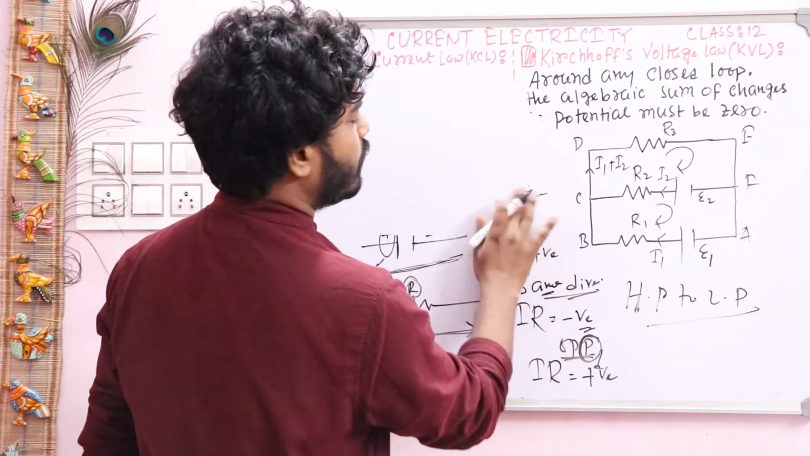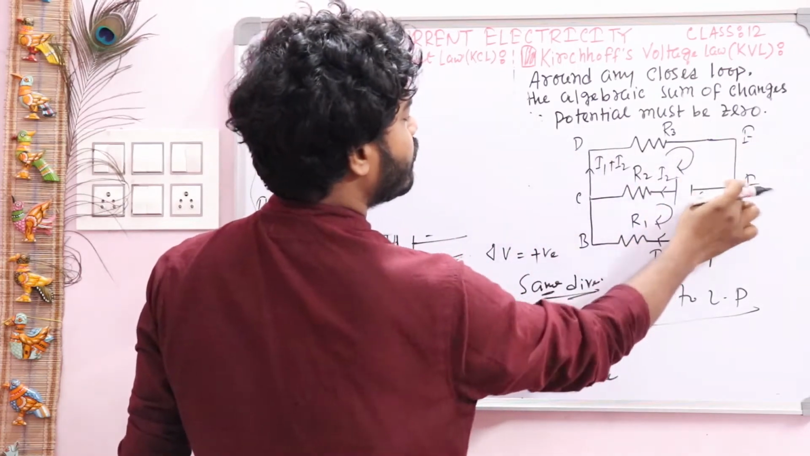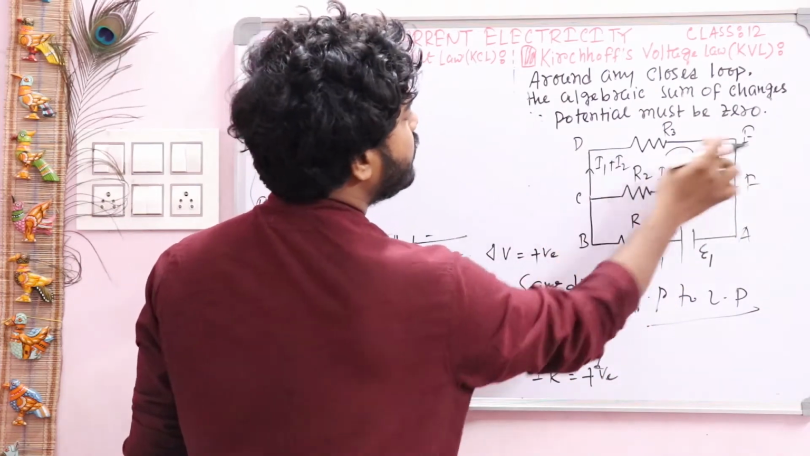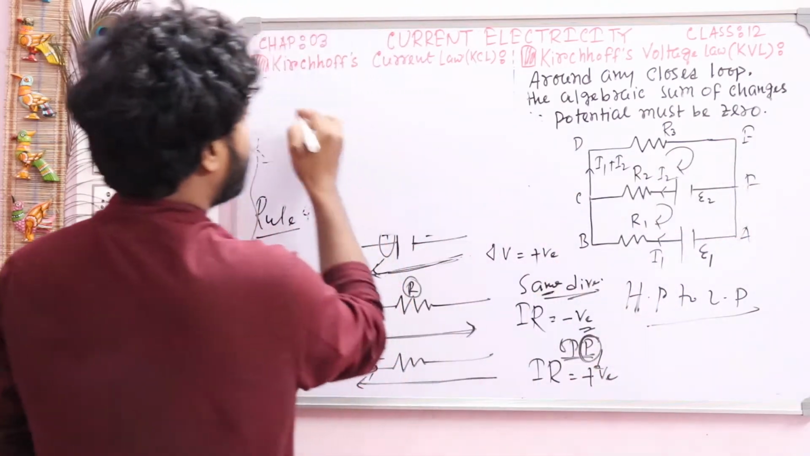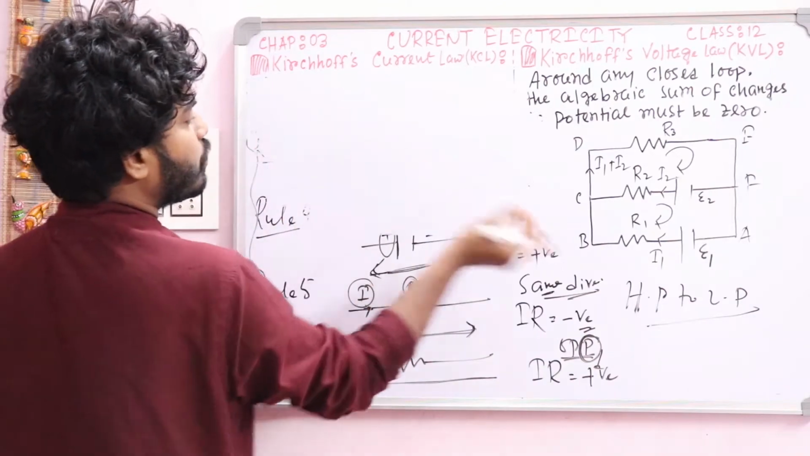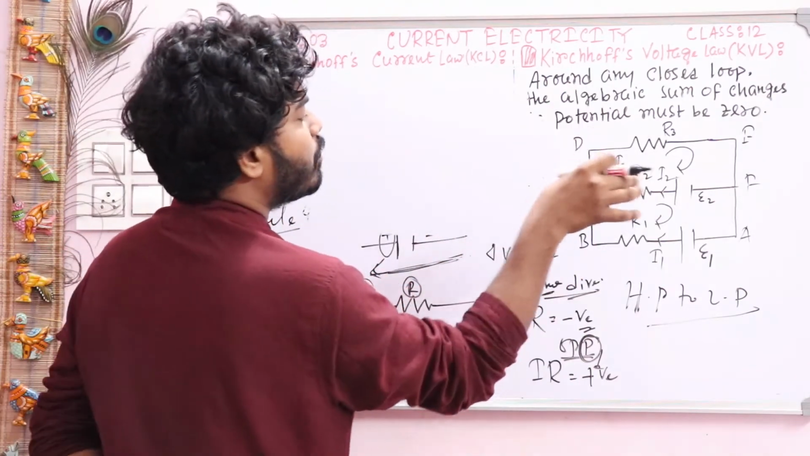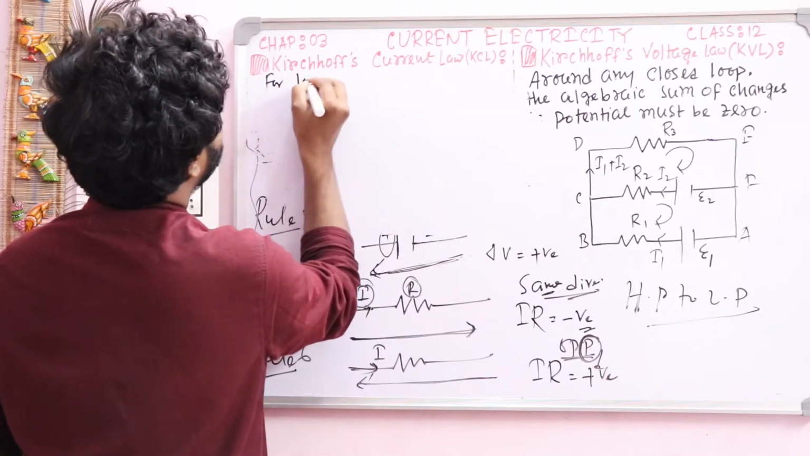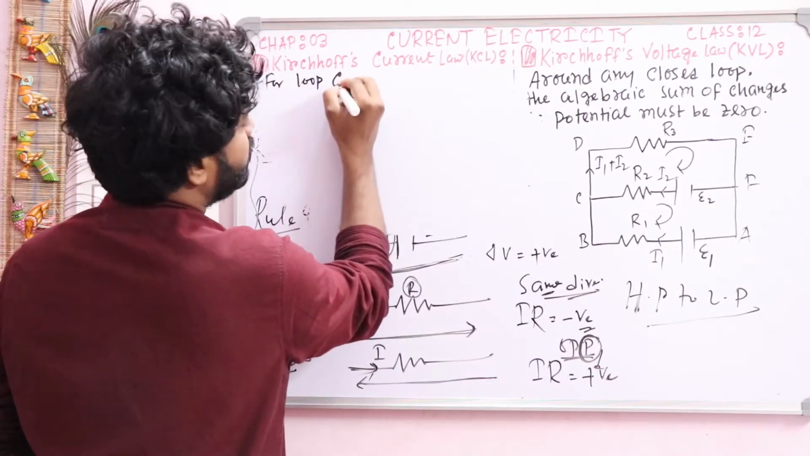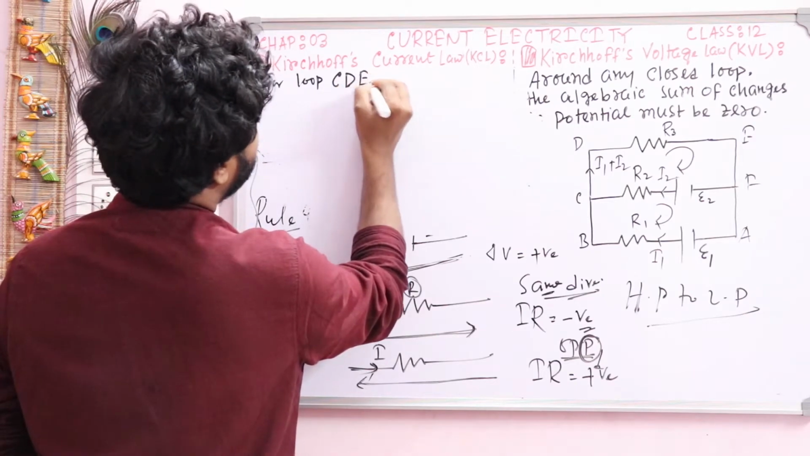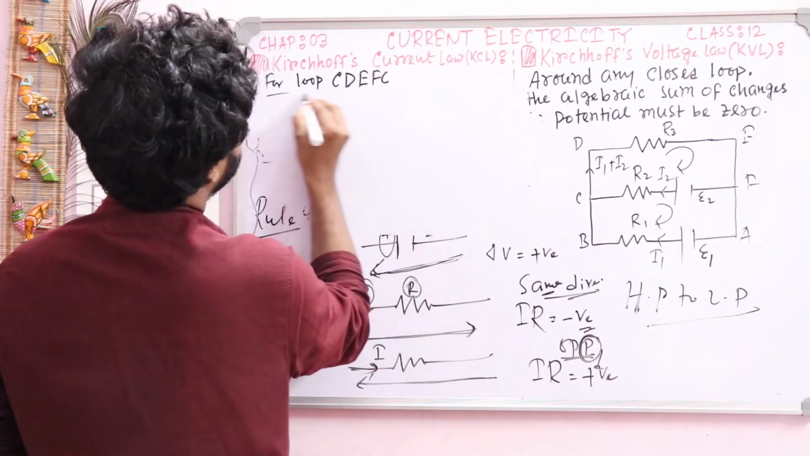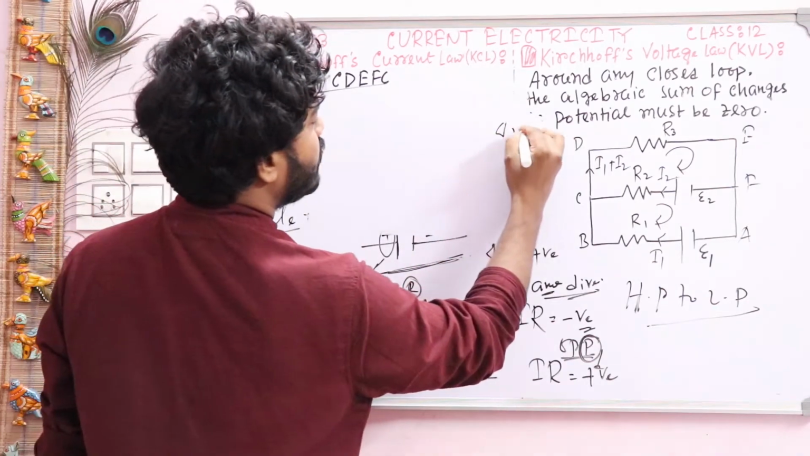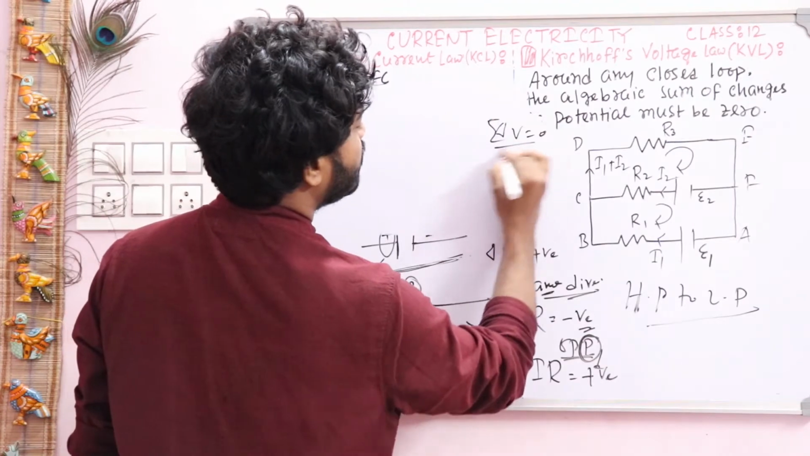This is our loop, one loop: C, D, E, F, C. You can start from anywhere, F, C, D, E, F, but the loop must be closed. That means the initial point and the final point will be the same. So for loop C, D, E, F, C, write it down. You know the formula: summation of del V is equal to 0.